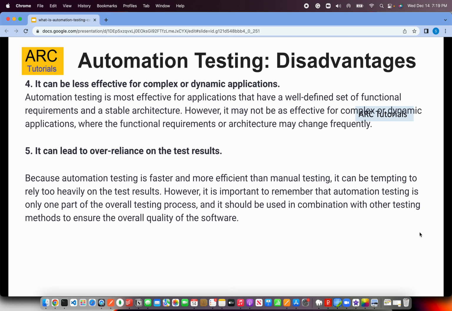Let's say you have 500, 800 test suites that you are maintaining over a period of time. Anything changes in the requirement, you are relying purely on the scripts, and you need to go back and fix the script. So it can lead to over reliance on the test results. That is something you need to consider before making that sound judgment.